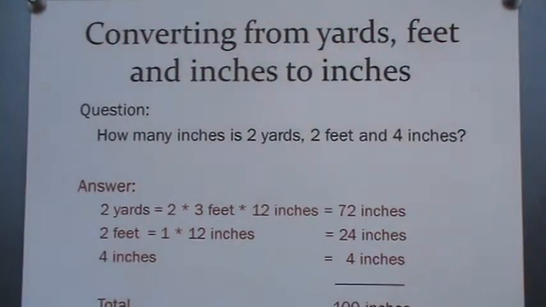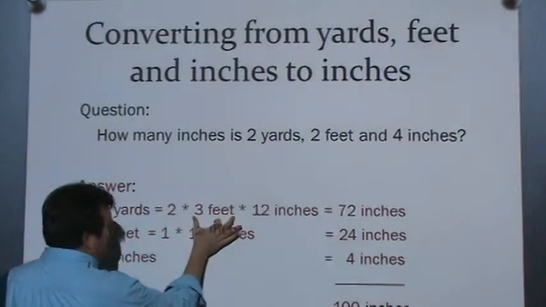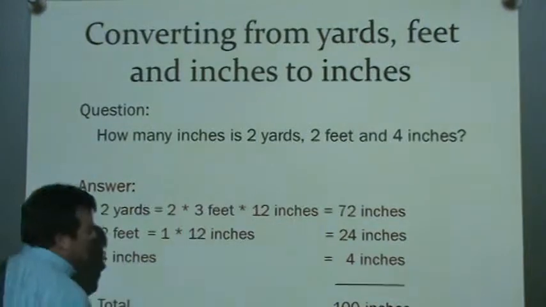How many inches is 2 yards, 2 feet, and 4 inches? So you'd have to do things like this. Well, 2 yards equals 2 times 3 feet, and each foot is 12 inches. So 2 yards equals 72 inches.